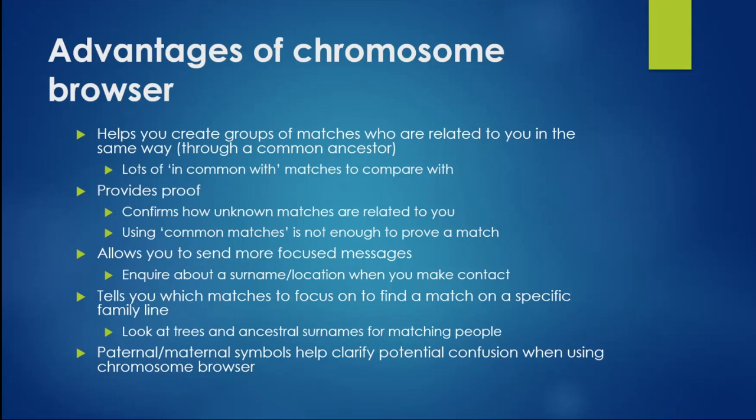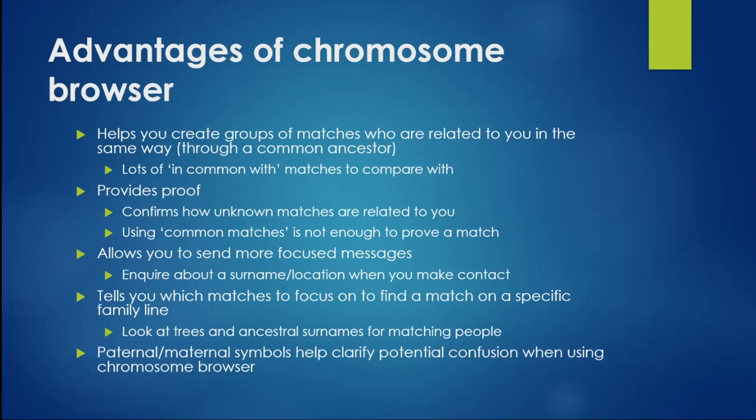So it does help you to find out how these people that you have no idea about yet fit in. You can now align them to maybe one of your known matches, and you know what part of their tree they're fitting to. That's very useful information, and the only way you're going to get it is by looking at a chromosome browser. Also, if you want to contact these people, you can do that through a messaging system if you're using, say, MyHeritage, but if you're using Family Tree DNA, it'll be through email, which is a very effective way of contact. And it allows you to send a more focused message.